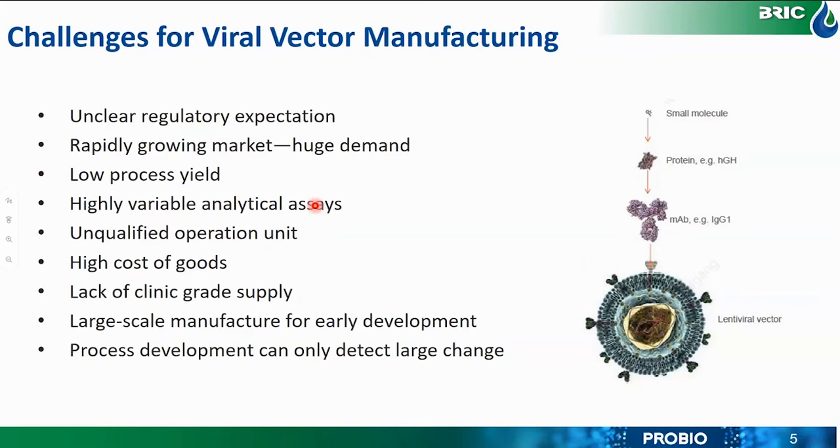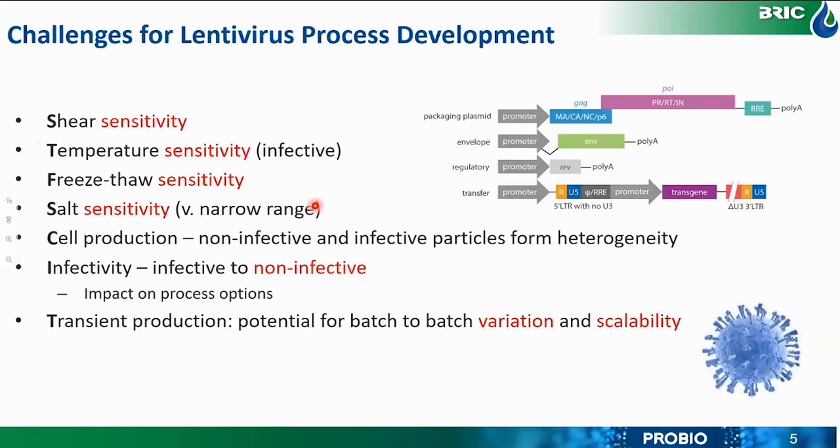Also, there is high cost of goods and a lack of clinical grade supply, large scale manufacturing for early stage or later stage clinical trials, and process development can detect large changes early during the process development. Also, for viral vector process development, there are still a lot of checkpoints based on the viral vector's own properties.